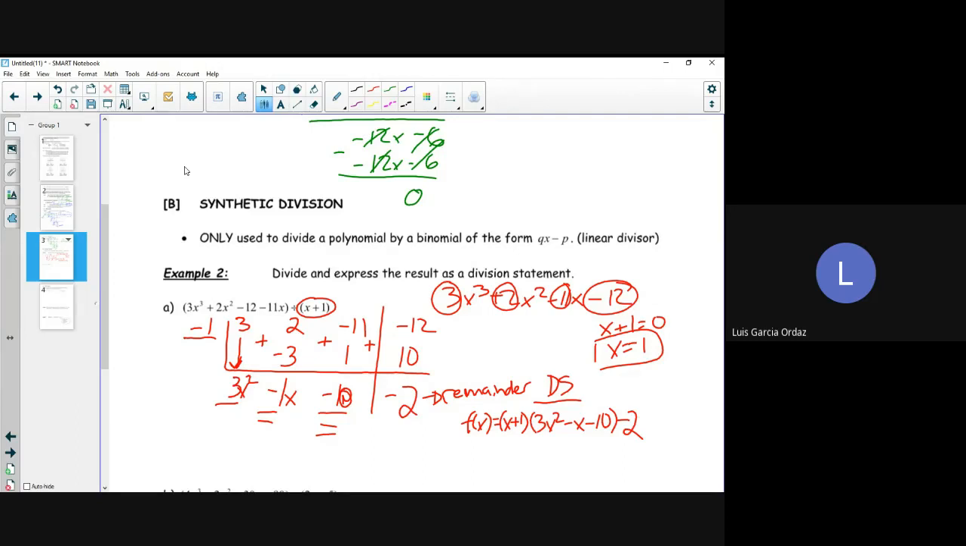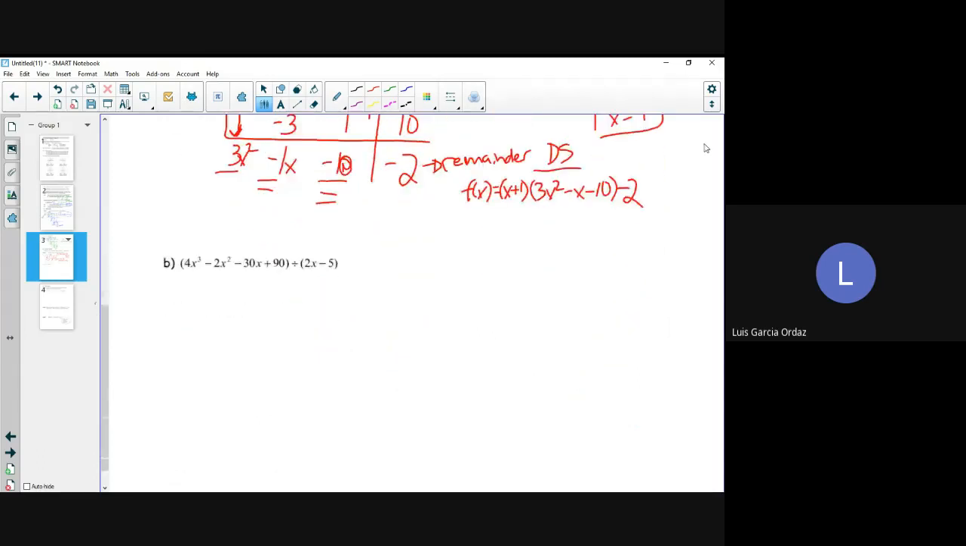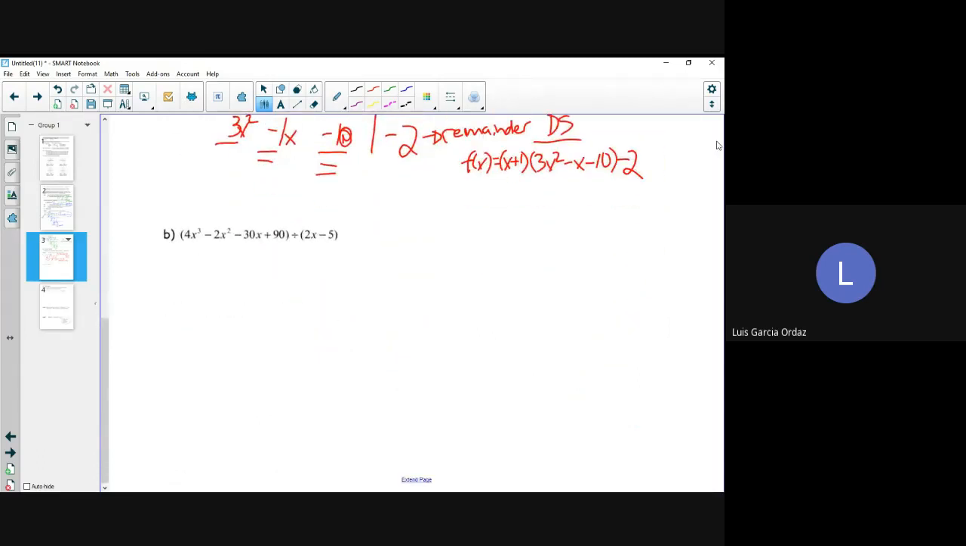But are you guys ready for a factor that has a fraction? Like when you have 2x plus 5, when you isolate for x, it gives you negative 5 over 2. I predicted it.